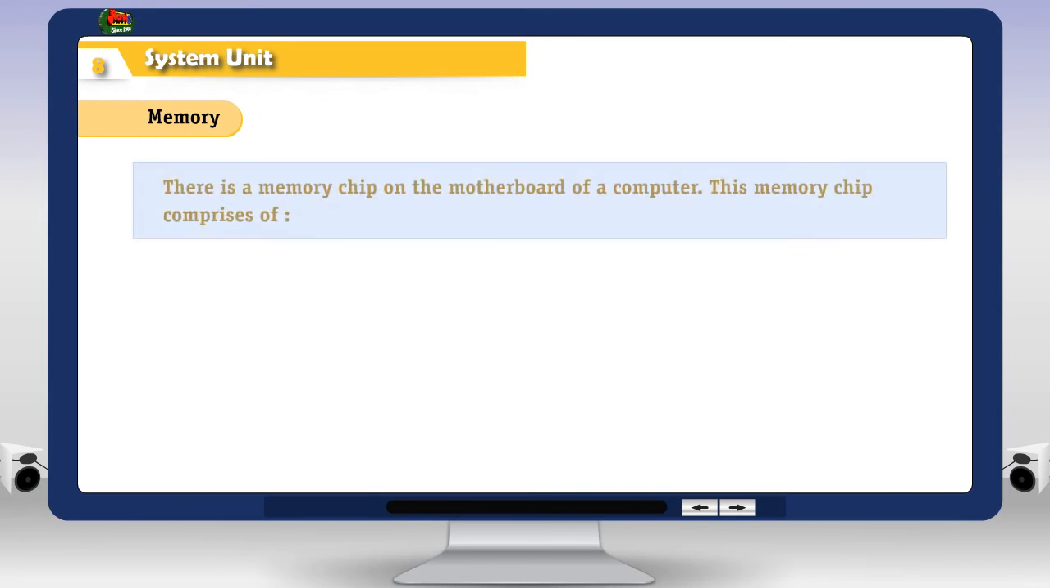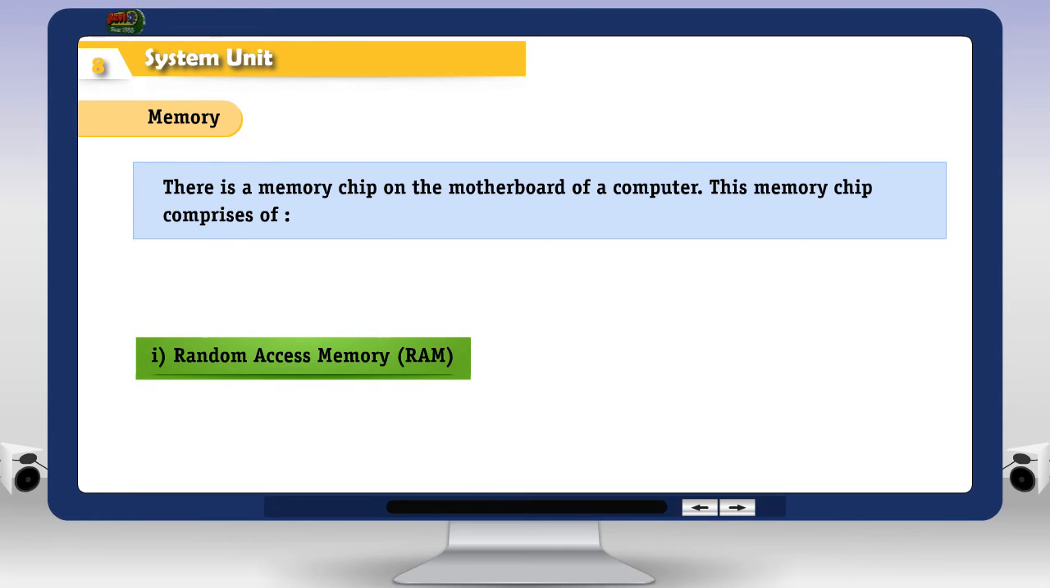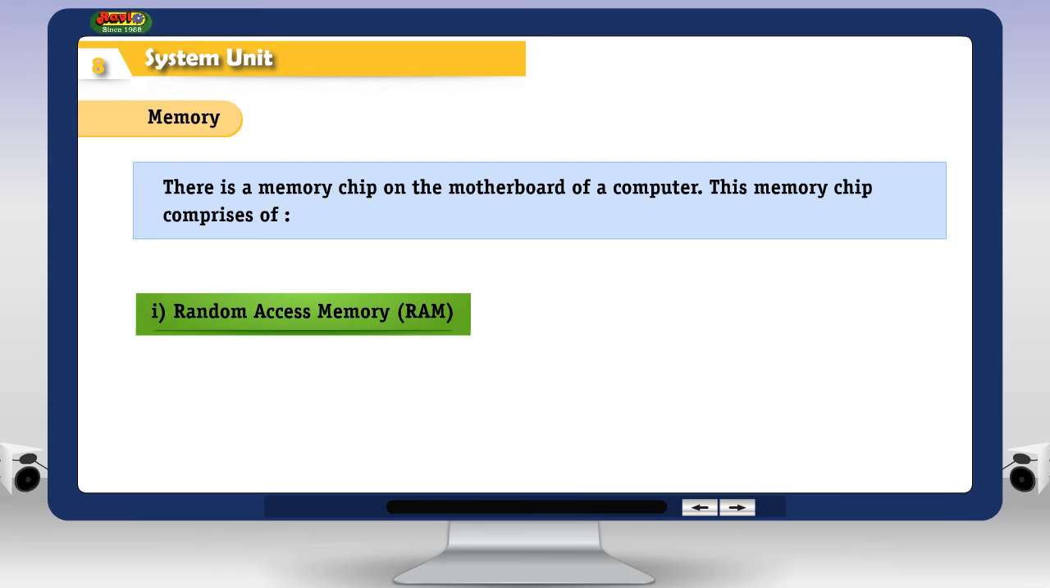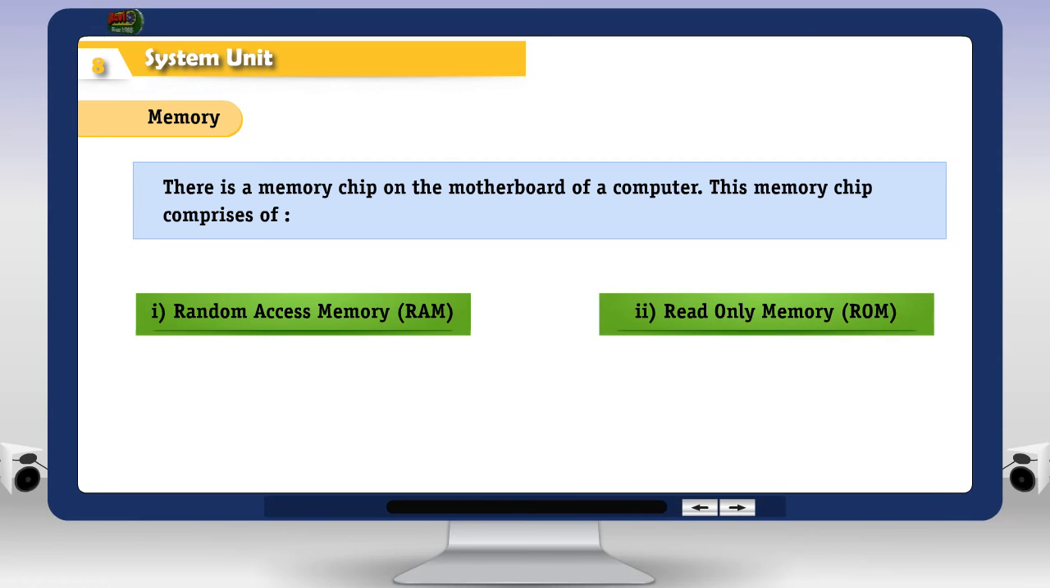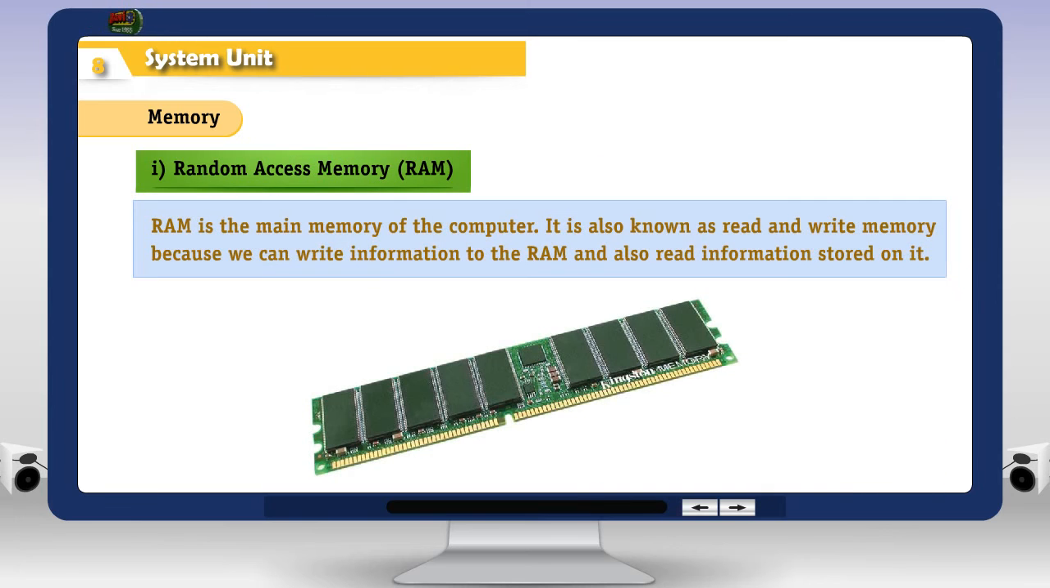Memory. There is a memory chip on the motherboard of a computer. This memory chip comprises of 1. Random access memory (RAM). 2. Read-only memory (ROM). 1. Random access memory (RAM).